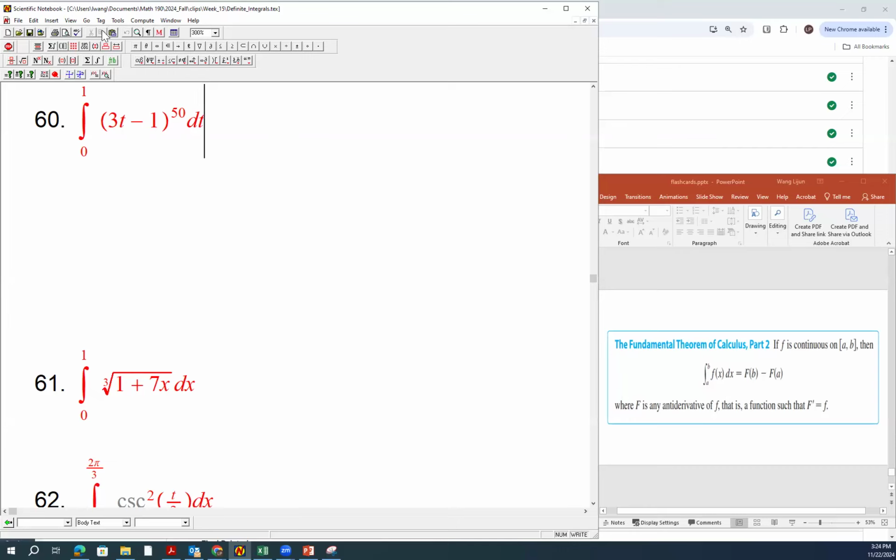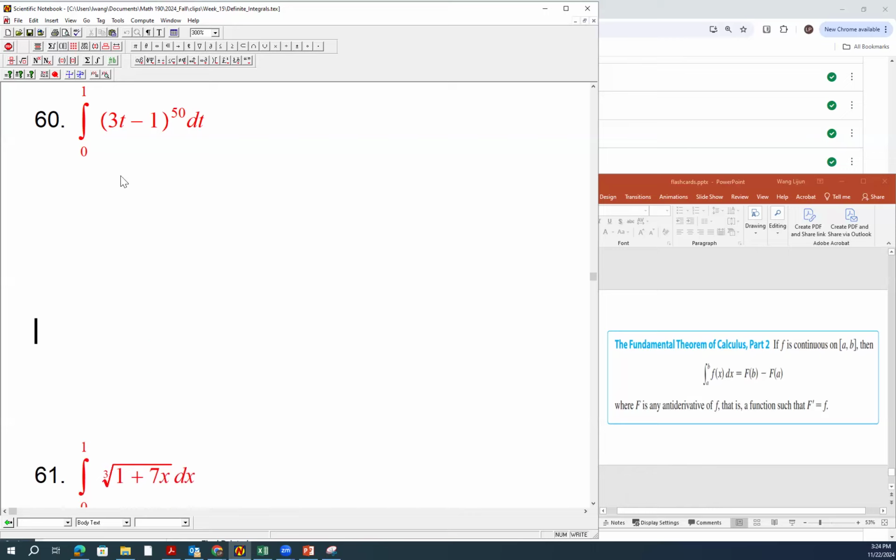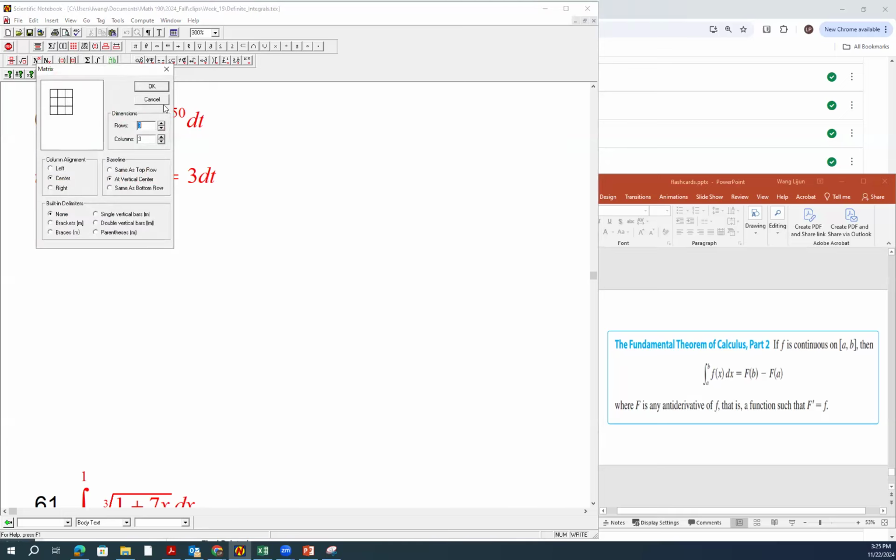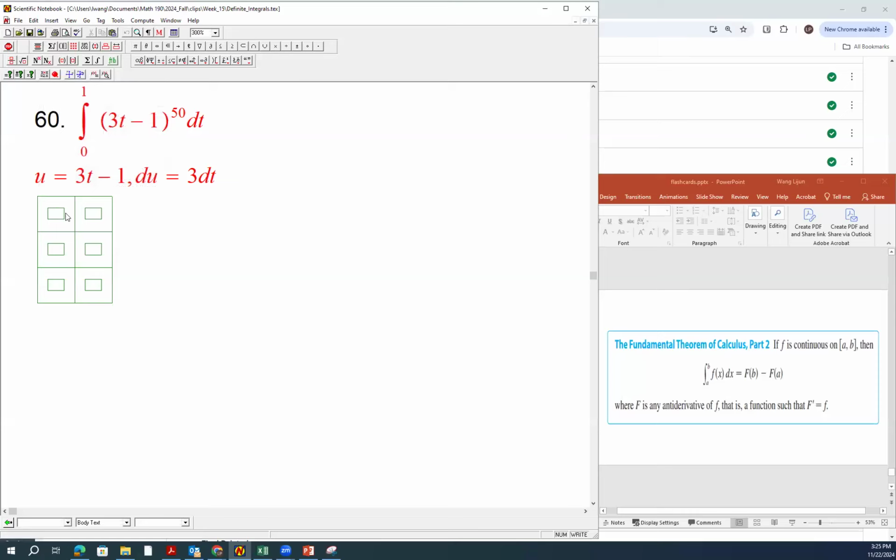Now for this case, we will introduce u equals 3t minus 1, so du equals 3 times dt. And then we will need to work out this table. We need just 2 columns, t and u. T runs from 0 to 1, and u is equal to 3t minus 1.